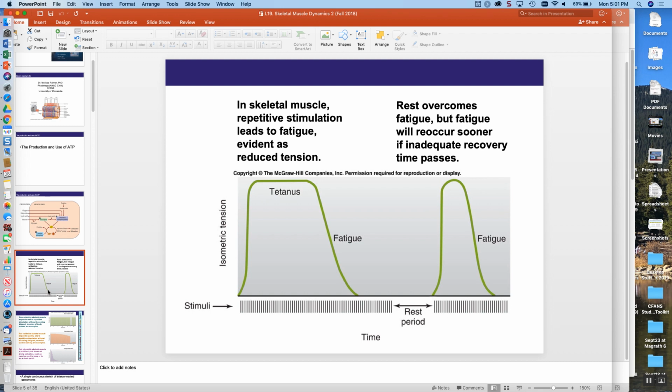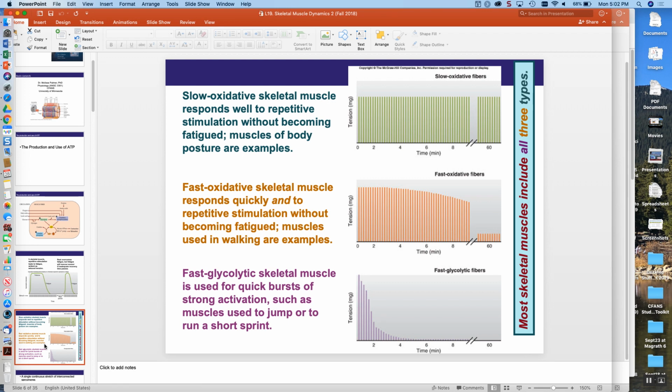All right, so ATP is important, the depletion of ATP with fatigue. As you deplete ATP and those potassium gradients get disrupted, extracellular potassium goes way up, especially in the T-tubules. It actually causes fatigue. And if you don't allow enough recovery time, fatigue will actually occur sooner. All right, pretty good so far.